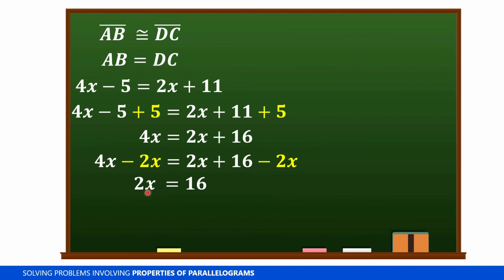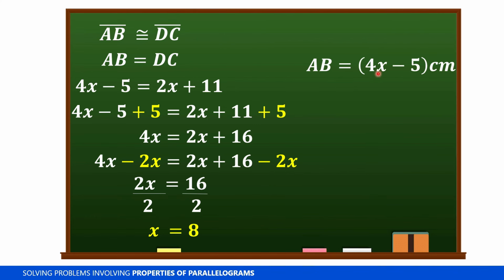So to solve for x, let's simply multiply both sides by 1/2 or divide both sides by 2. 2x divided by 2 will get the value of x. Okay, so we have here x. 16 divided by 2, that is equal to 8. So we already have the value of x, which is 8. And we're going to use this to determine the length of AB and DC.